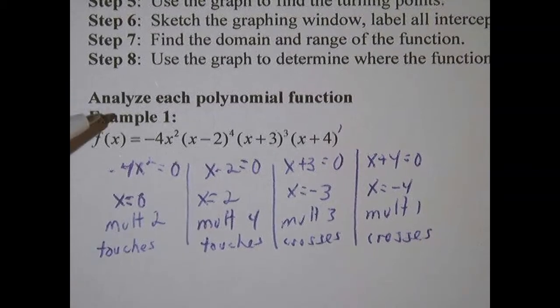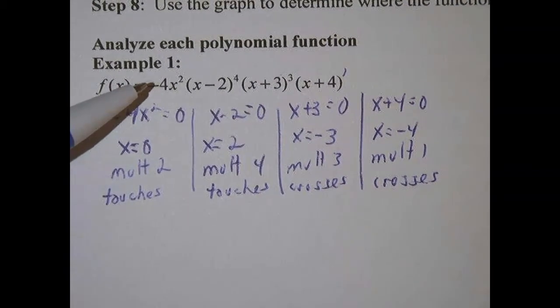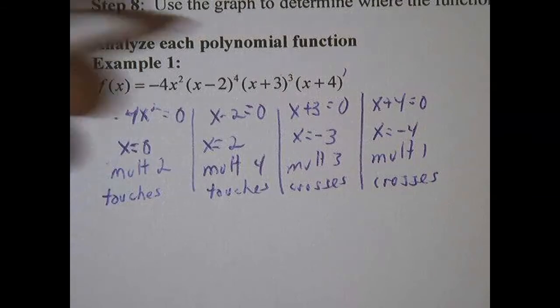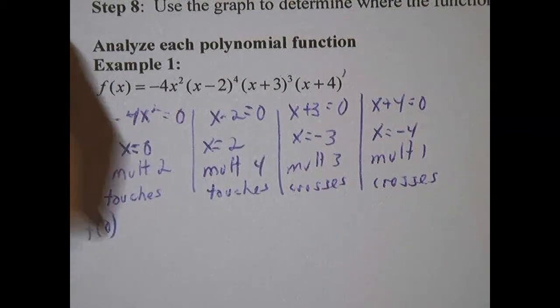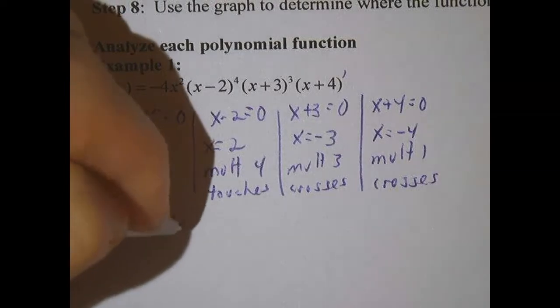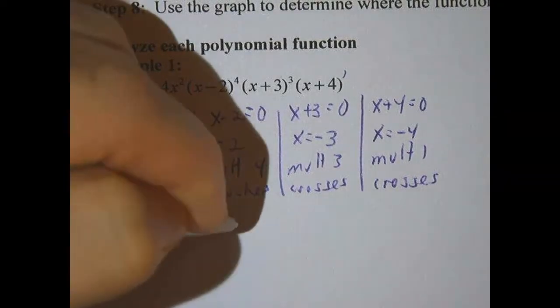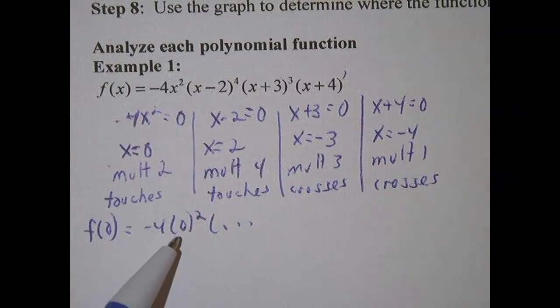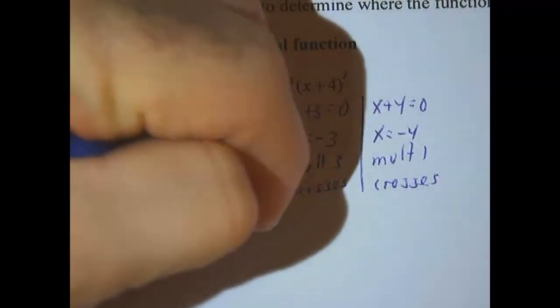Now the next thing that we want to look at is the y-intercept. Since we've got the x-intercepts, let's go ahead and get the y-intercept by finding f of 0. And that would be negative 4 times 0 squared times the rest, and it doesn't matter because once you multiply by 0, it's 0. So the y-intercept is 0.